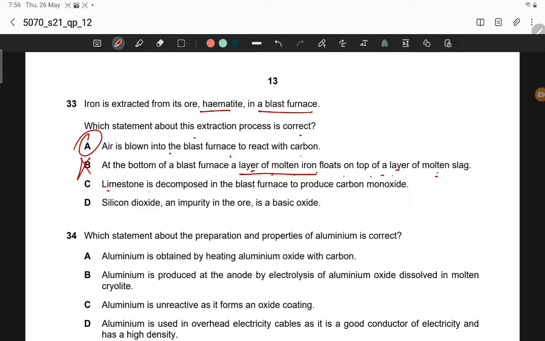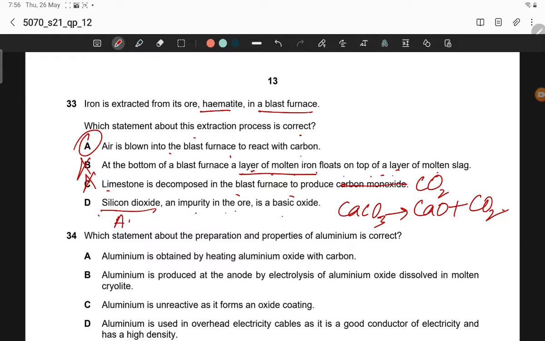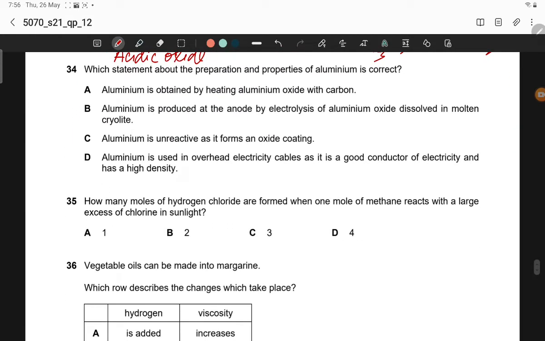This is incorrect. Limestone is decomposed in the blast furnace to produce carbon dioxide, not carbon monoxide, because calcium carbonate decomposes to form calcium oxide and carbon dioxide. So this is incorrect. Silicon dioxide, an impurity in the ore, is not a basic oxide, it is an acidic oxide. So this is incorrect.